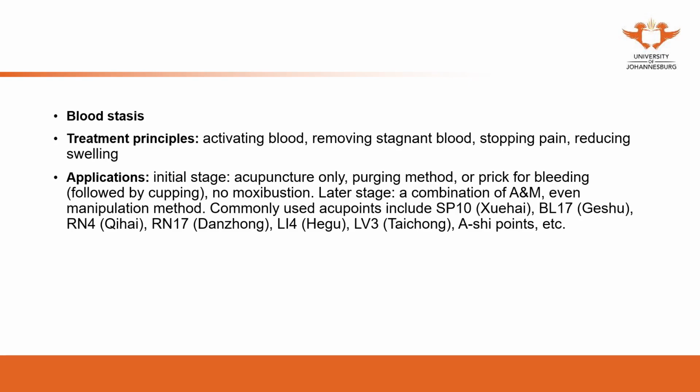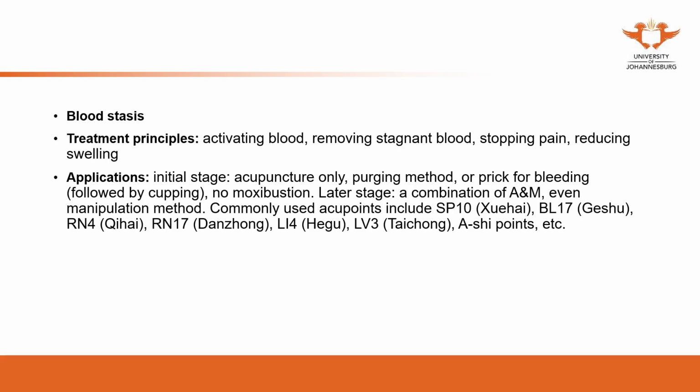The treatment principle will be activating the blood, and how to activate the blood, we also need to think about the causes. For qi stagnation, you're going to activate the qi. For coldness, you're going to relieve the coldness. So the treatment principles are to activate the blood, remove the stagnant blood, stop pain, and reduce swelling. The treatments are quite different in different stages. In the initial stage, we're going to use acupuncture only, pricking for bleeding.